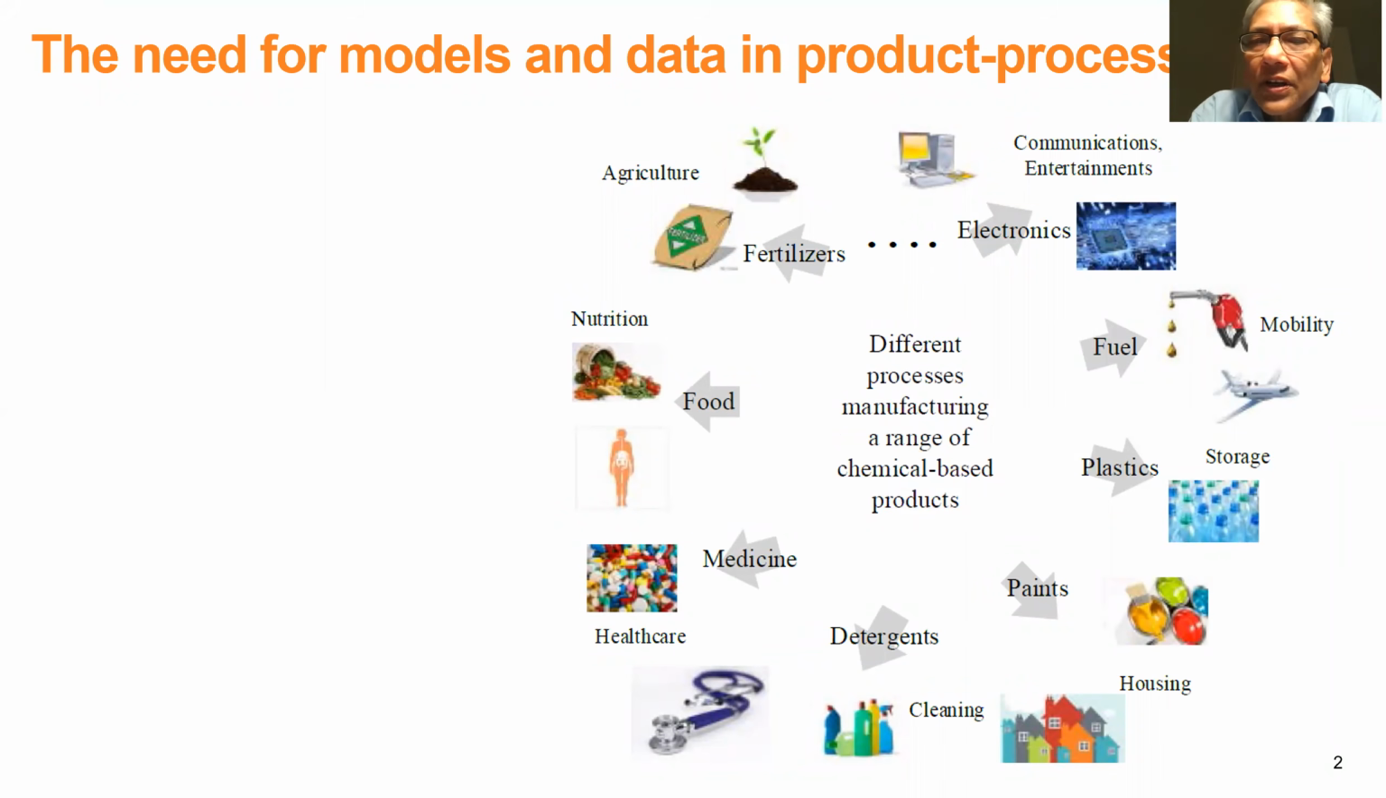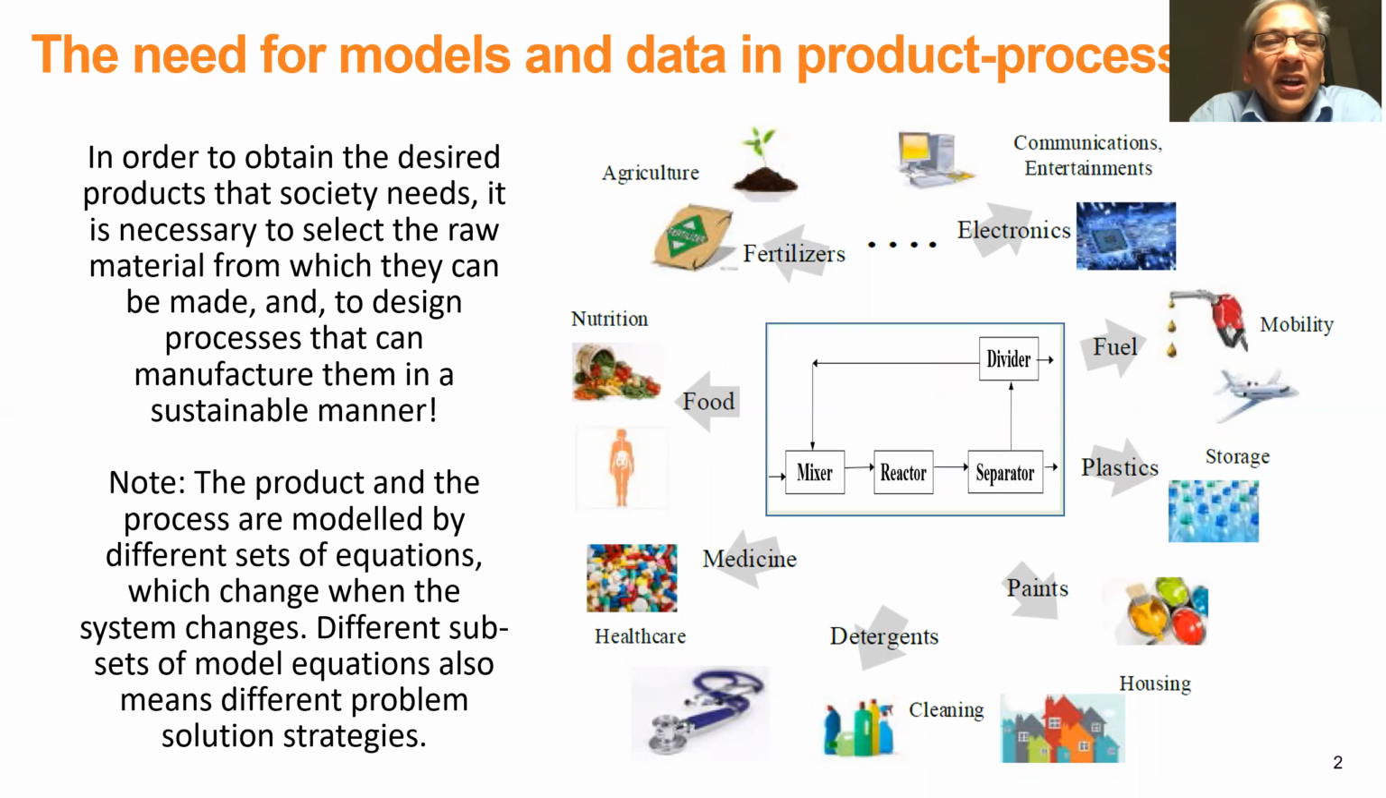The first thing we need to see is the relationship between product and process. What we can see is that there are a number of chemicals-based products that are needed for the sustainability of modern society, and all these products are obtained through different chemical processes. And what is the relationship between them? In order to obtain the desired products that society needs, it is necessary to select the raw material from which they can be obtained and to design processes that can manufacture them in a sustainable manner.